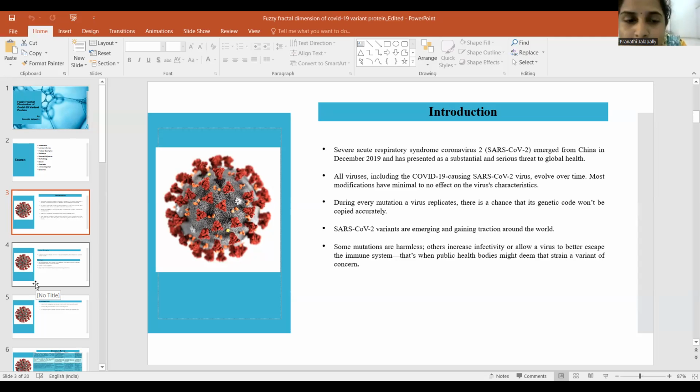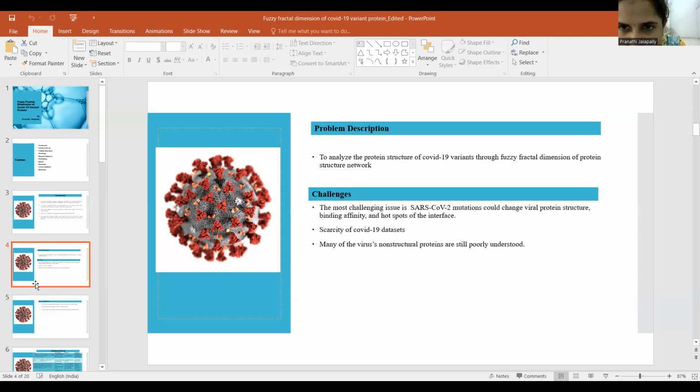Here comes the problem description, where in our research, we analyze the protein structure of COVID-19 variants using the fuzzy fractal dimension of the protein structure network. As we know, fractal geometry analysis has improved our understanding not only of biological processes, but of other physiological processes as well. The fractal concept is also being used in studying the structure and function of the brain, lungs, and even the skeletal muscles. Similarly, here we have used the fractal dimension in studying the protein structure of COVID-19 variants.